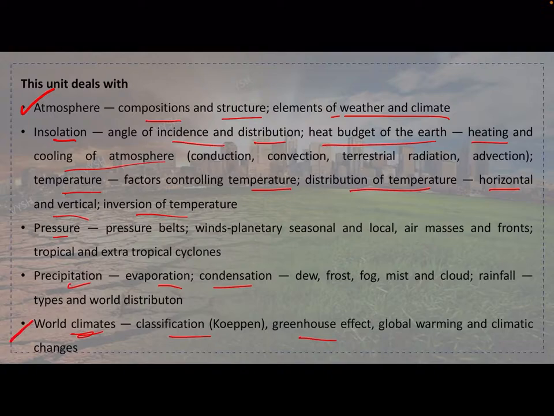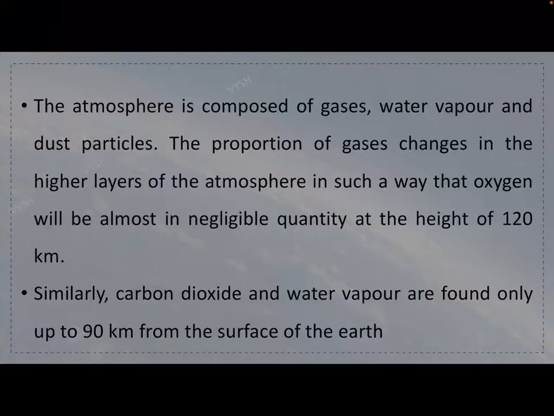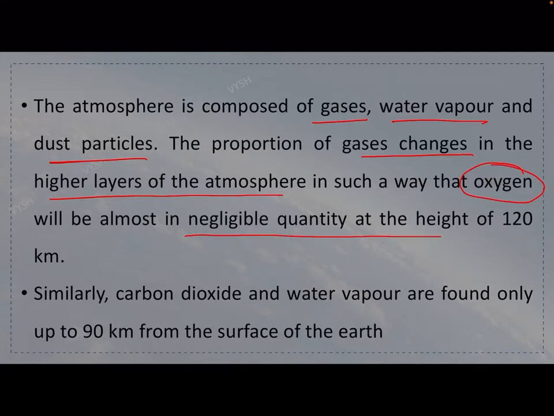Most of this you might have seen in the environment subject also, but we will be seeing it from the geography perspective. So we shall start with chapter number 8, composition and structure of the atmosphere. So what exactly is the atmosphere? The atmosphere is composed of gases, water vapor and dust particles. The proportion of gases changes in the higher layers of the atmosphere in such a way that oxygen will be almost in negligible quantity at the height of 120 kilometers. Similarly, carbon dioxide and water vapor are found only up to 90 kilometers from the surface of the earth.